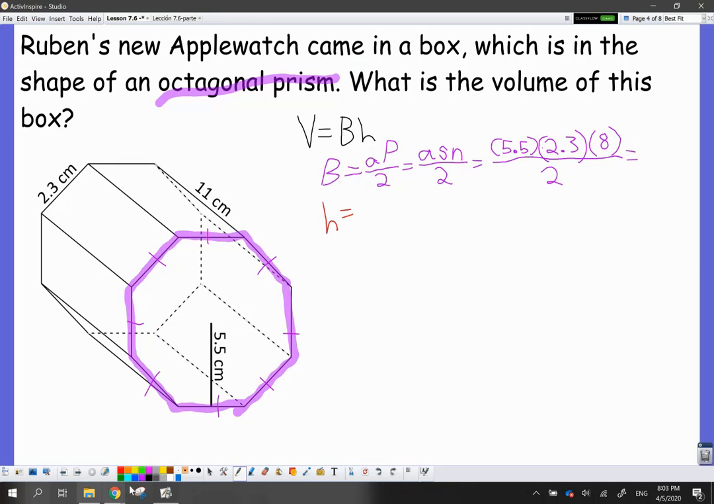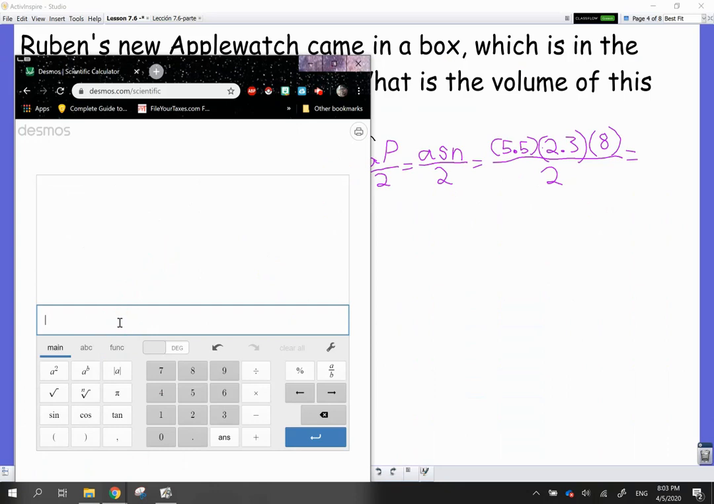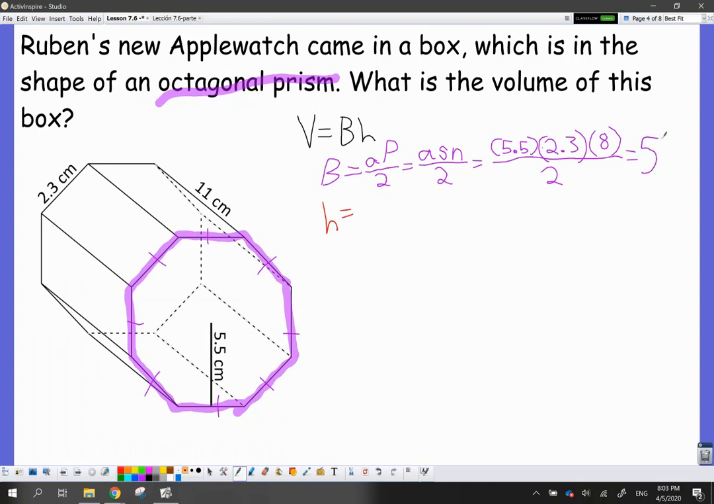So let's go to our calculator. I want to type in our formula. We're going to set up our fraction, and we have on the top 5.5 times 2.3 times 8 divided by 2. That gives us 50.6. So 50.6 is the area of our base.